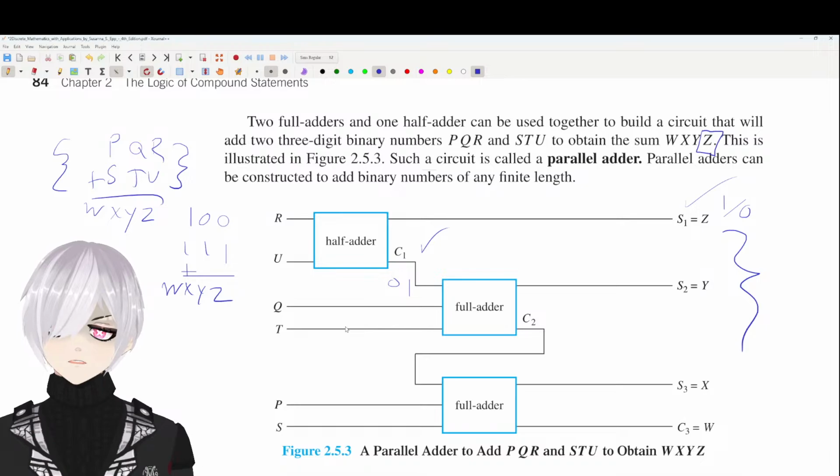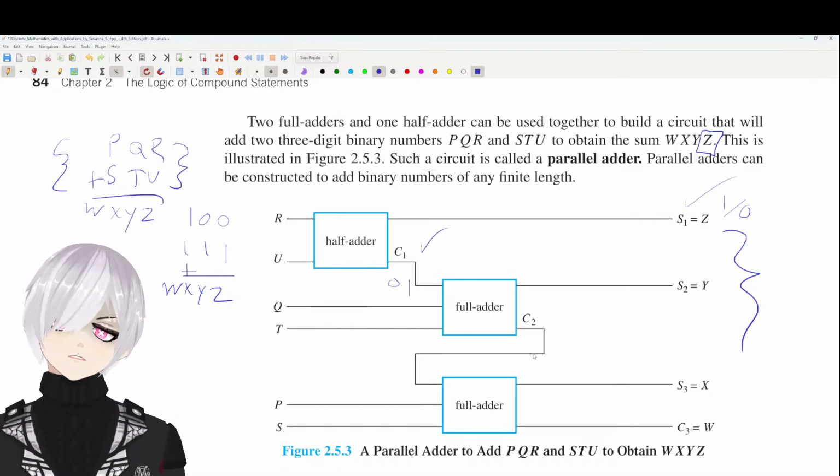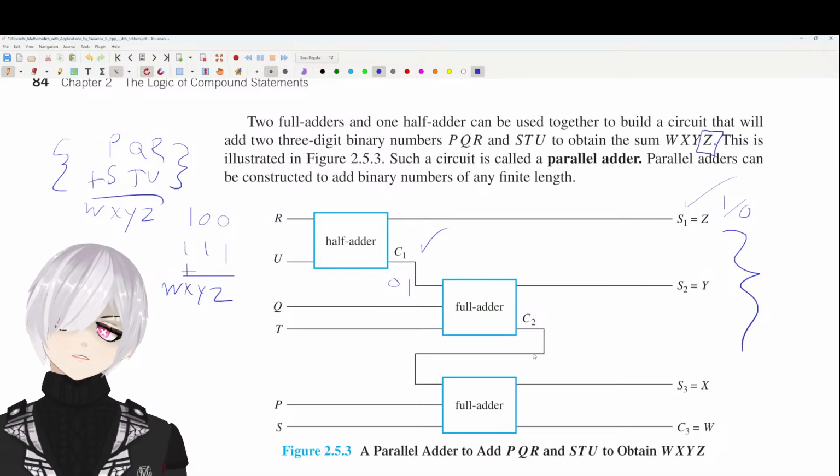Yeah, because now we're doing PQR plus STU. So in the second column we have Q plus T, and then we'll be doing plus C1. We start out with the rightmost column, R plus U, and R plus U is going to equal something with two binary digits. We'll call those C1 and Z. So R plus U equals C1Z, and the Z ends up being the rightmost digit of the whole sum. If C1 is 0, then we can just keep going and do Q plus T in the second column, which equals 0 plus Q plus T, so it equals C1 plus Q plus T.